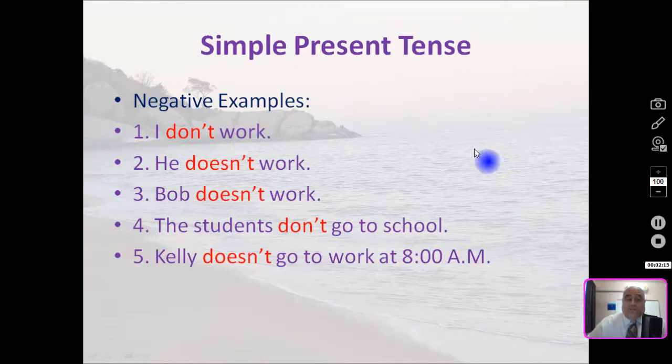Here's the negative examples for simple present tense with the negative. I don't work, or I do not work. Number 2, he doesn't work. Number 3, Bob doesn't work. Number 4, the students don't go to school. Number 5, Kelly doesn't go to work at 8 a.m. These are examples of the negative.